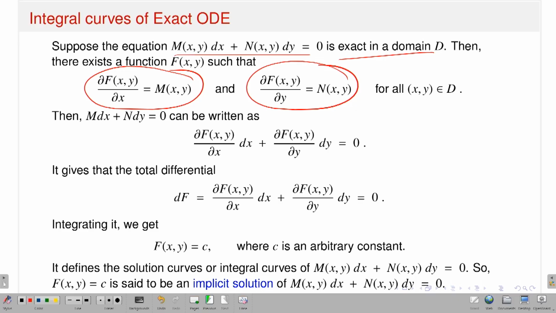So if I have an equation M dx plus N dy is equal to 0 which is exact in a domain D, then I will have the existence of capital F such that this is true and this is true. Now M dx plus N dy is equal to 0, so the left hand side I can write, because M is this and N is this, as del f del x dx plus del f del y dy is equal to 0.